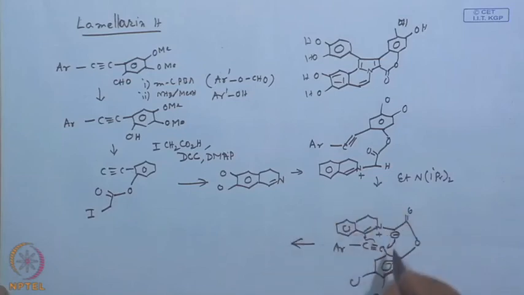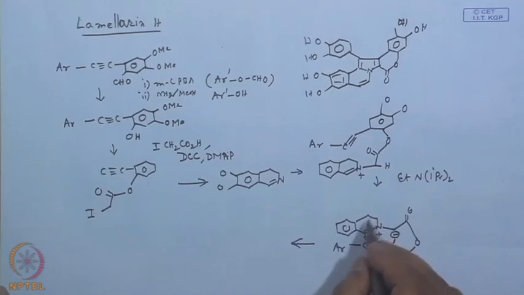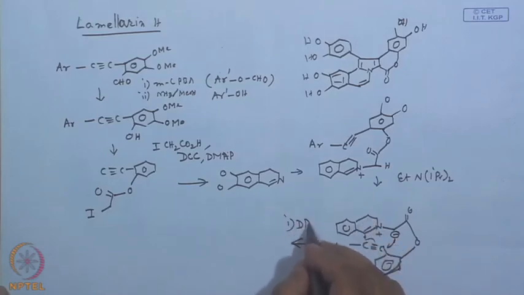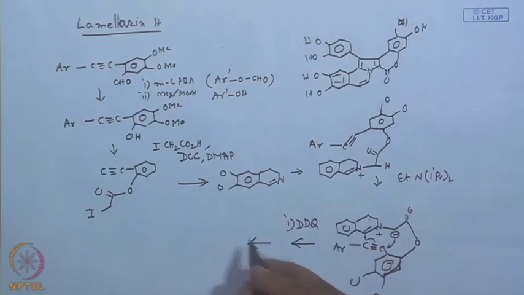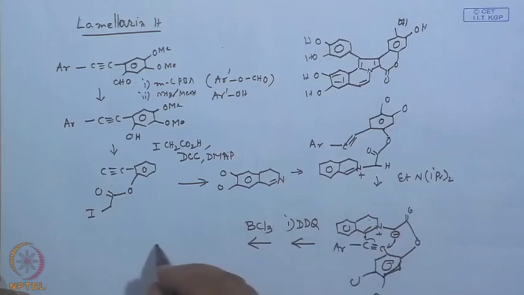If you write the pyrrole ring, you will have a product without the double bond up here. So you treat this with DDQ, dichlorodicyanobenzoquinone, and that would aromatize this quinoline ring. Subsequently, you treat this with boron trichloride, a reagent known for demethylations, so you get the compound called lamellarin.